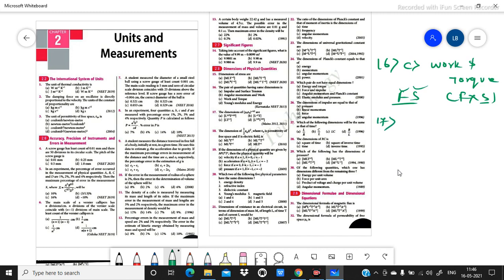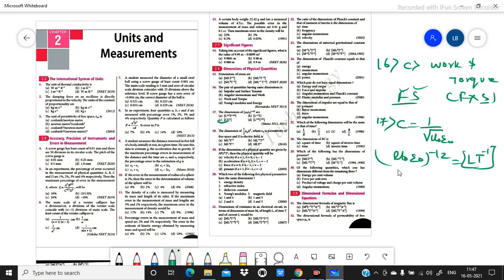So 17. 17 asks for the dimension of mu 0 epsilon 0 to the power half. I know the light velocity is equal to 1 by root over of mu 0 epsilon 0. So here it is asked what the dimension of mu 0 epsilon 0 to the power minus half will be. It will be the dimension of light velocity, right? So the dimension of velocity, which is L T inverse. So here also the correct answer is L T inverse.